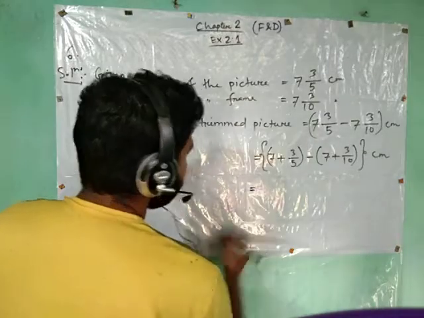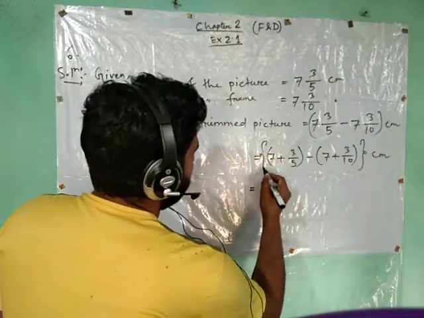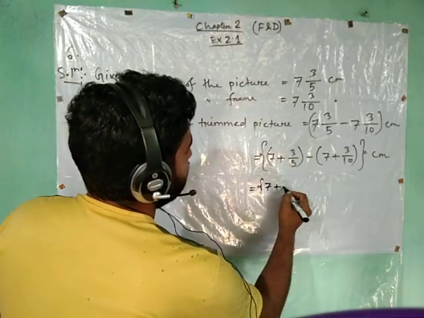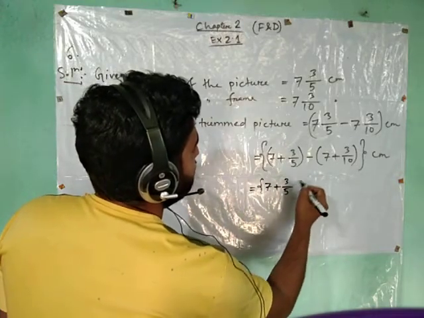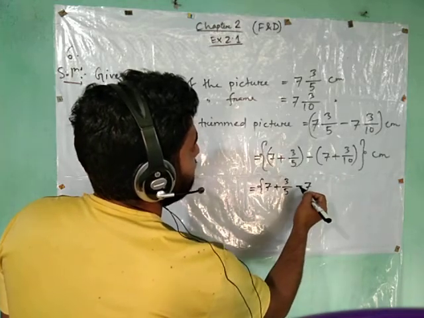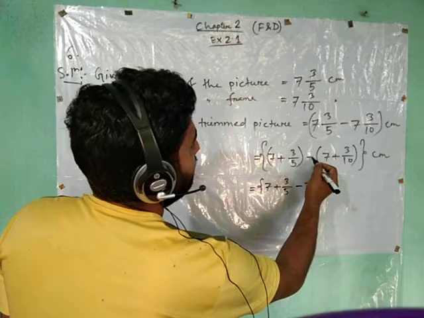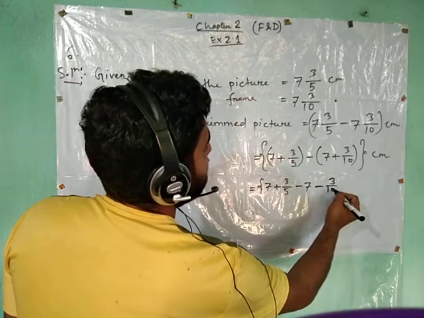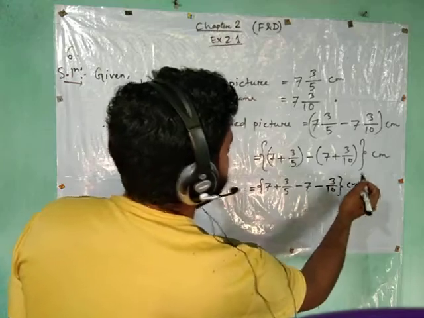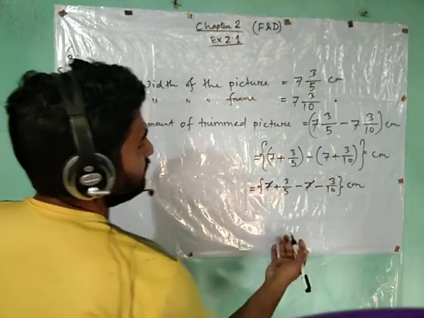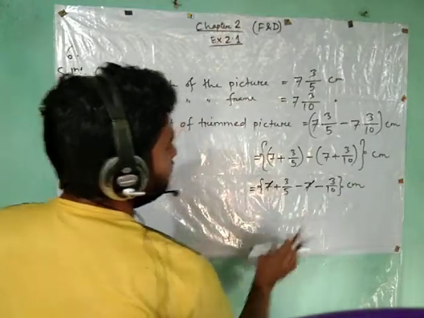Now you put it here. Now this one will be what? 5 3 by 5 minus minus, this one will be 7, minus into plus 7, minus into plus minus 3 by 10. Any doubt here? I hope you got it. 7 7 cancel out, only this one minus this one remaining.